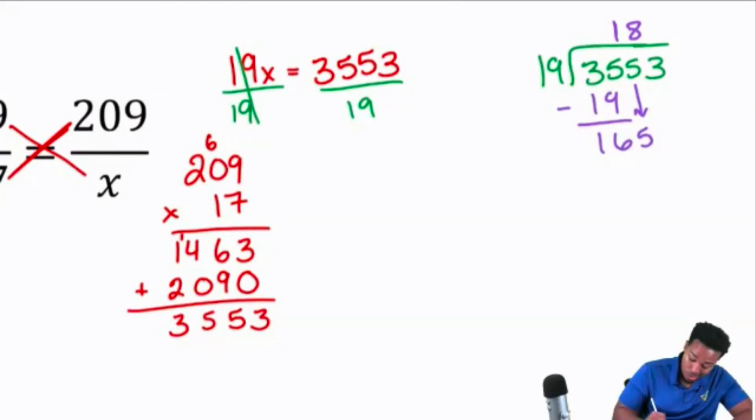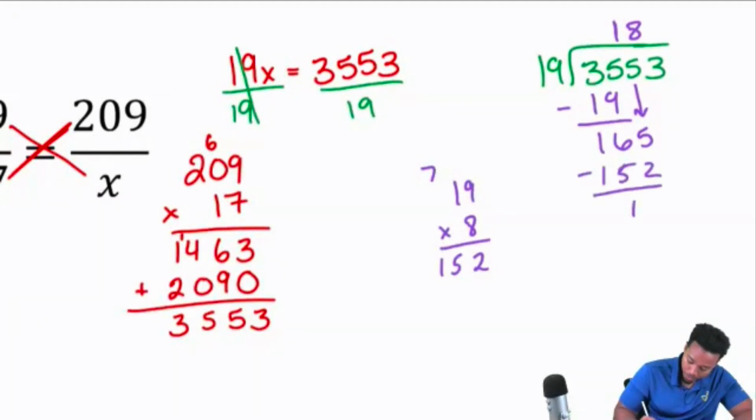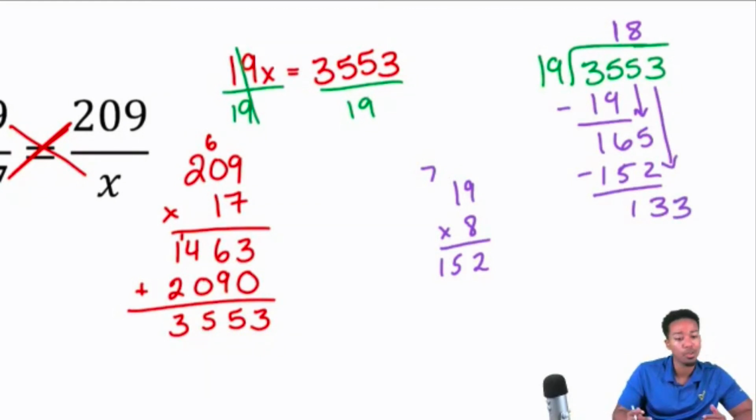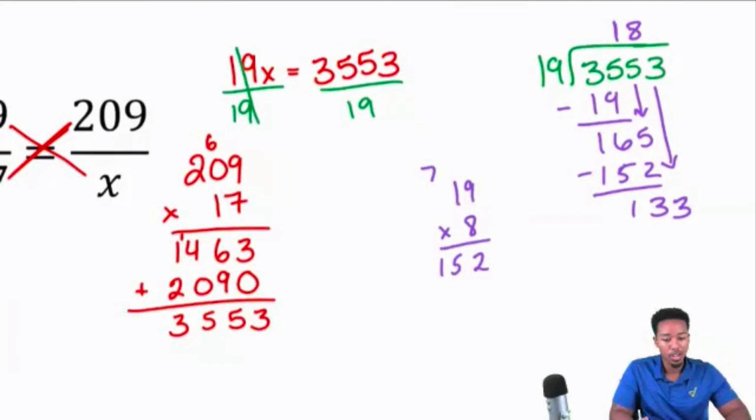So this is still going to be a toughie, because 19 times 8, that's going to be 9 times 8, 72. And notice how annoying this can be. 152 is going to be the answer there. And you get 13. And now you still have to figure out how many times 19 goes into 133, right? And so now you're sitting here like, yo, what is going on?